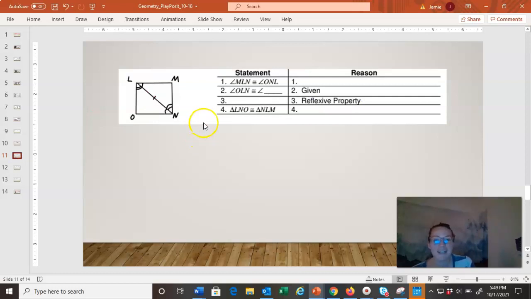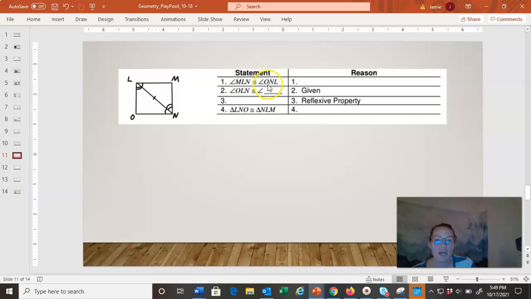Next one. Hopefully these are starting to feel really comfy. I know this is definitely just another style of proof. It still has the 2 columns, but instead of them writing the statements of the given, they're giving it to you in the picture. So I wanted to make sure we saw all the different kinds of ways you guys could see proofs.